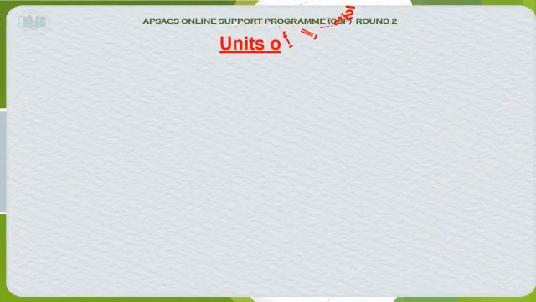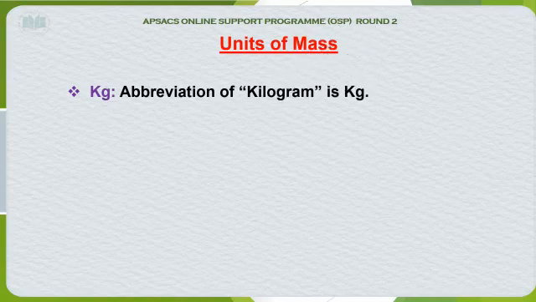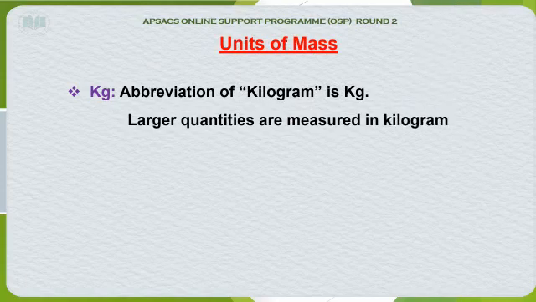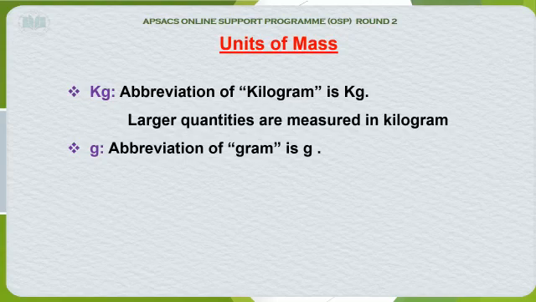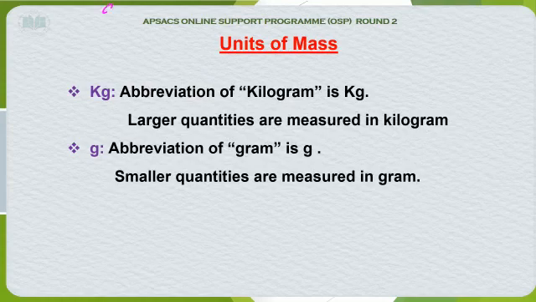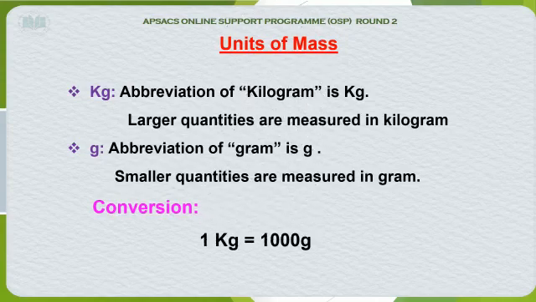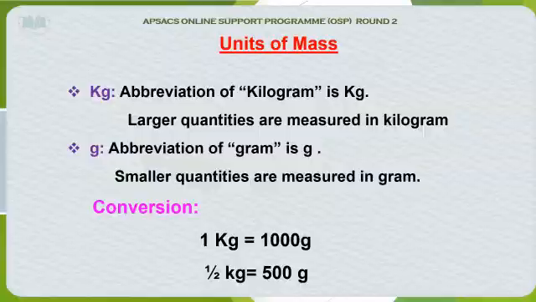Now students, there are some standard units to measure mass. The first unit is kg. The abbreviation of kilogram is kg. Large quantities are measured in kilograms. The second unit is g. The abbreviation of gram is g. Small quantities are measured in grams. Now we have to convert these two units also. 1 kilogram is equal to 1000 grams, and half a kilogram is equal to 500 grams.